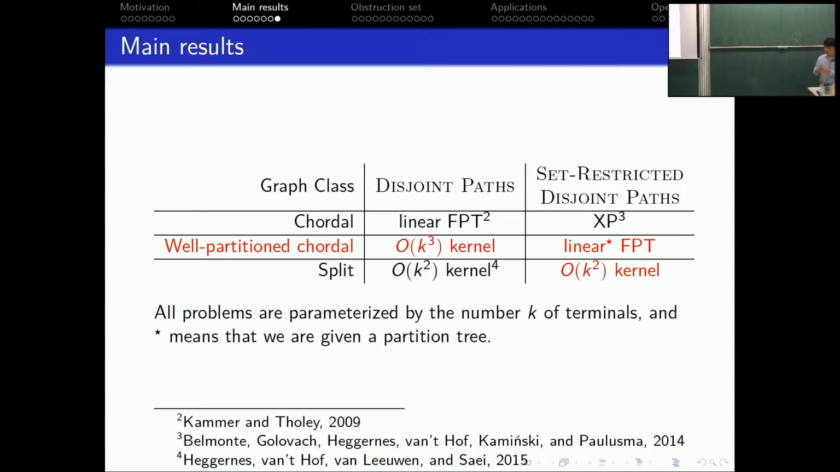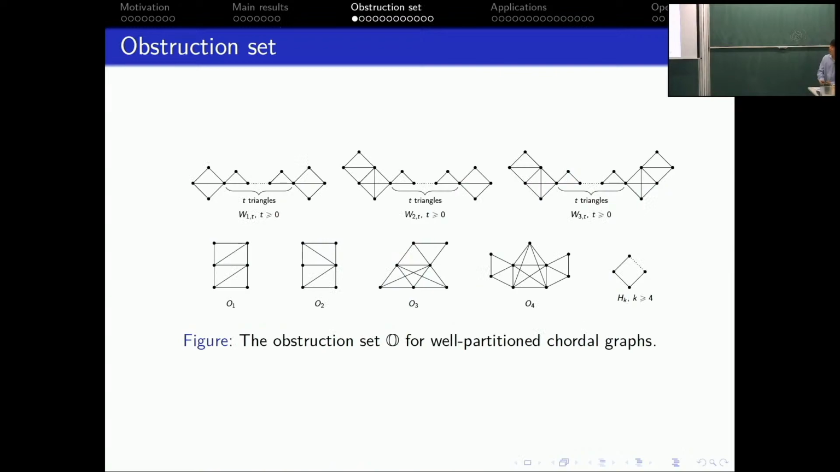So if we can construct a partition tree in linear time, then there is no restriction on this complexity. Thank you. And now I'm going to give you some characterization in terms of forbidden induced subgraphs.